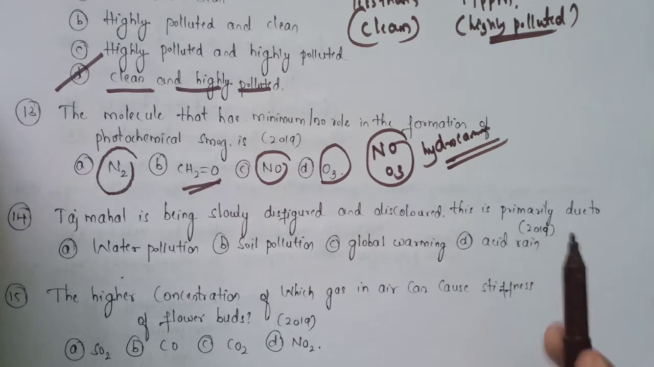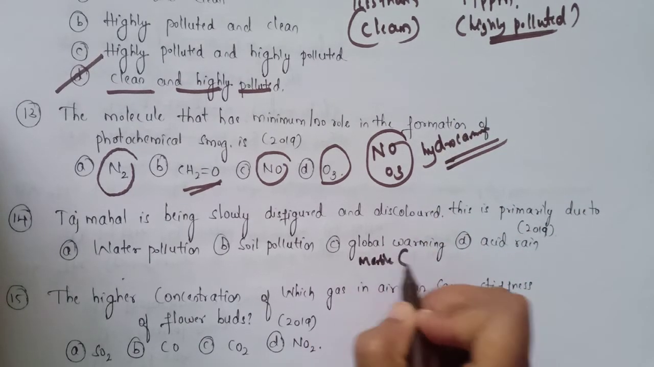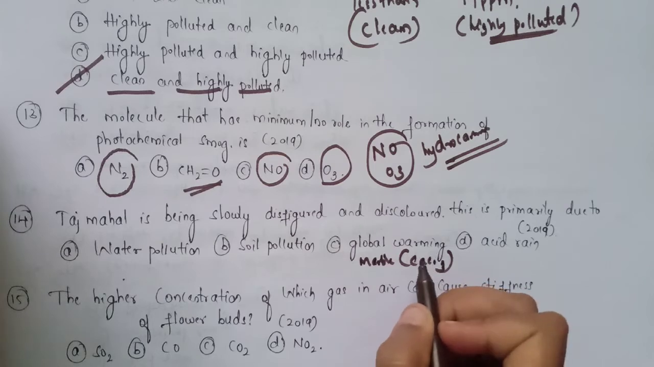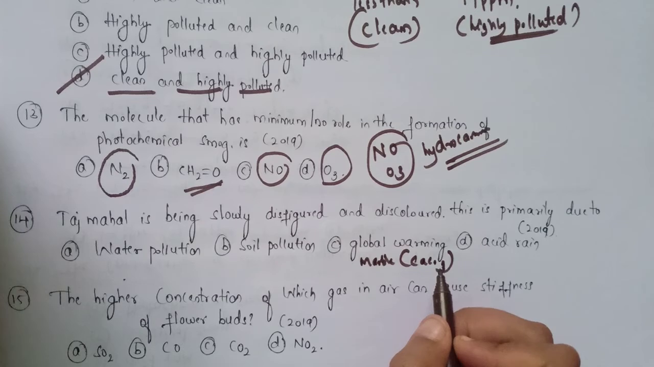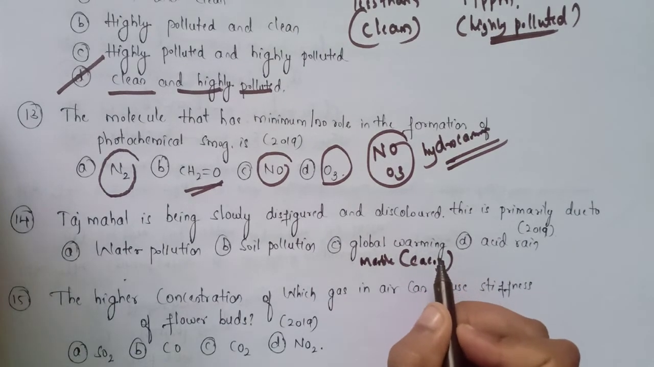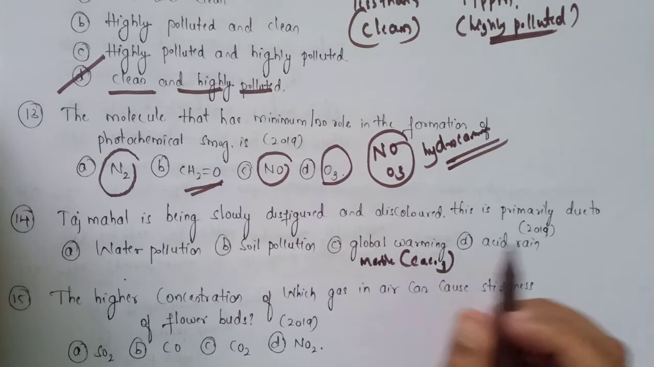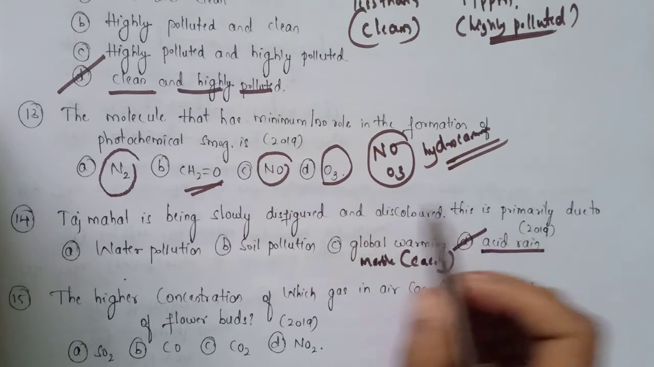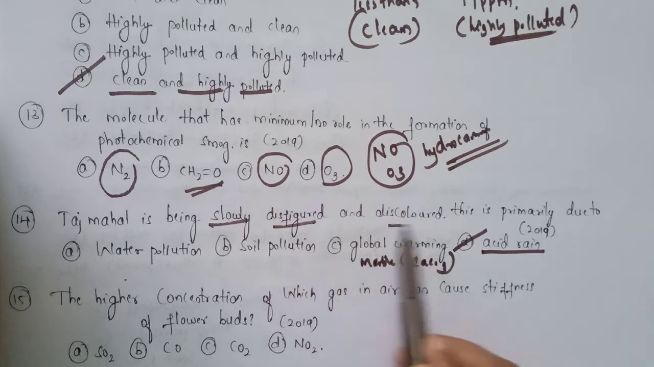So we know that Taj Mahal is marble, that is CaCO3 is present. This marble of the Taj Mahal will slowly react with these acids like HNO3, H2SO4, etc. and make it disfigured and discolored. So here this CaCO3 will get dissolved in the acids. So the correct option is option D, that is acid rain is responsible for the slowly disfigured and discolored Taj Mahal.